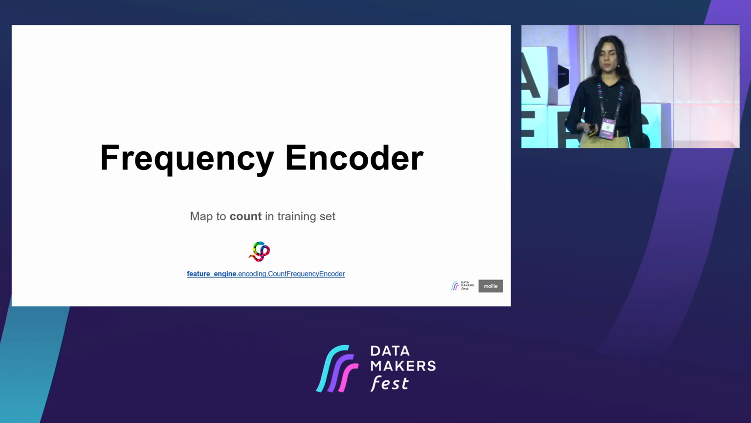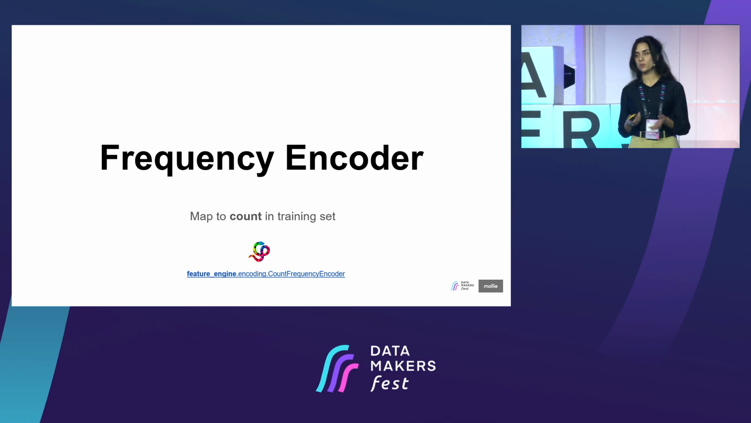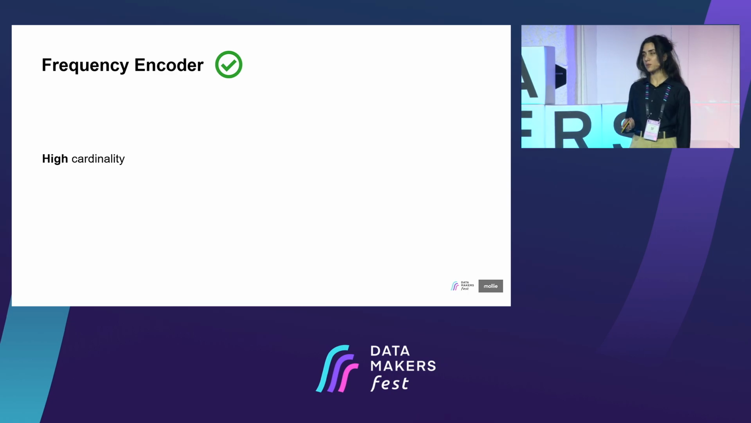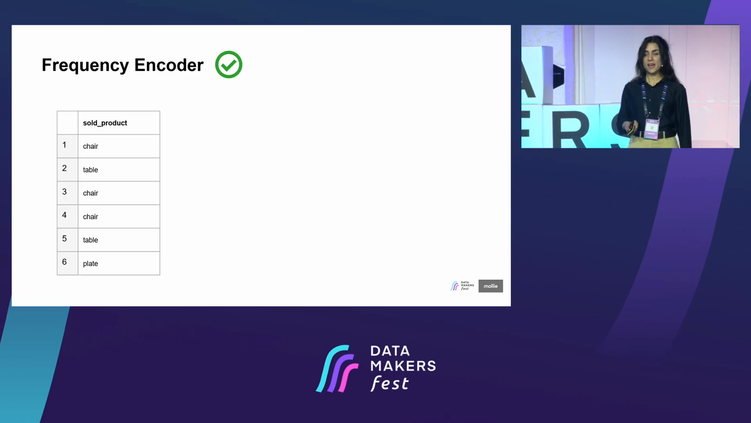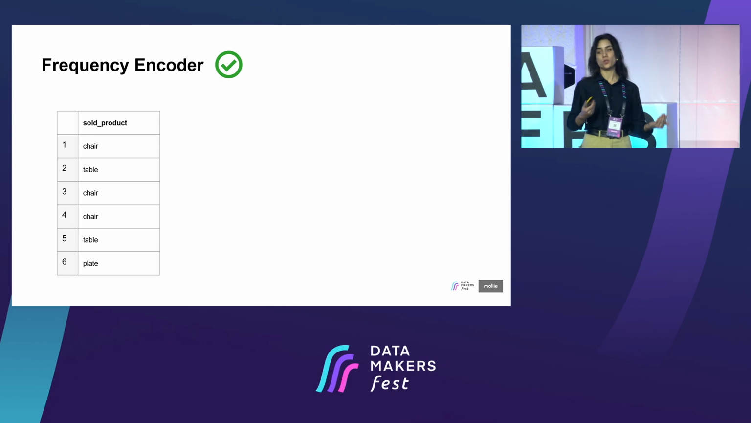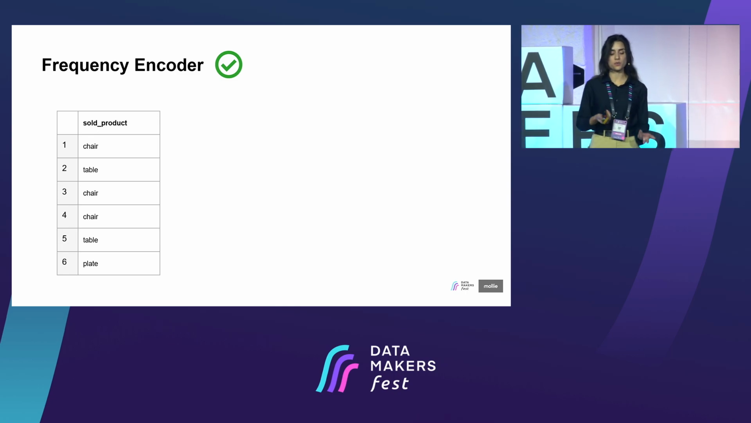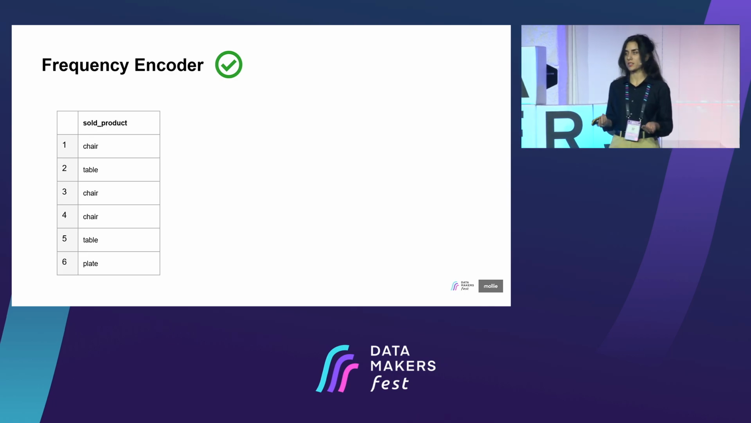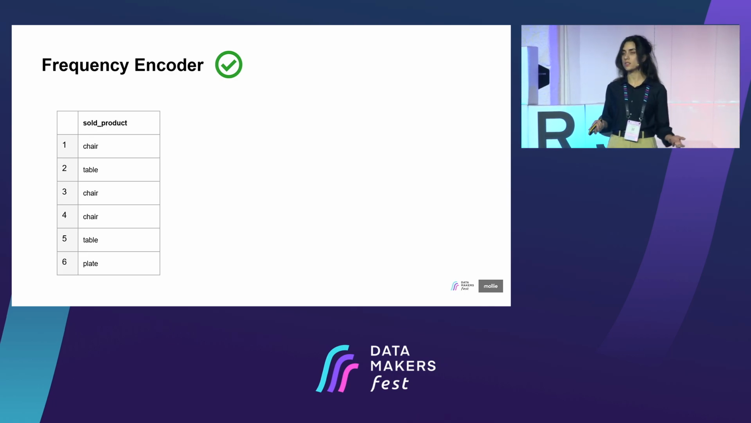We map each value to the count that we see in the training set. It's nice to use with high cardinality because it decreases the cardinality. And of course, you have to think of the use case as well. Does it make sense? For example, if we're talking about selling products and how much a product is sold, how much we see it in our data could give us context.